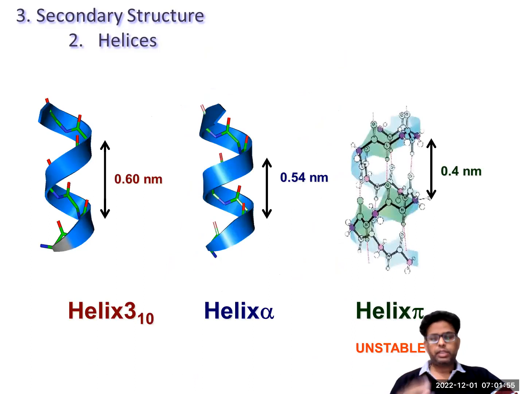In some cases, some other helices have a distance of 0.4 nanometer, so they are non-stable, or you can say unstable. Up to now, I think it's important that you keep this information in your mind. In the next class or next tutorial, I will go into more detail about the other things related to the protein structure.